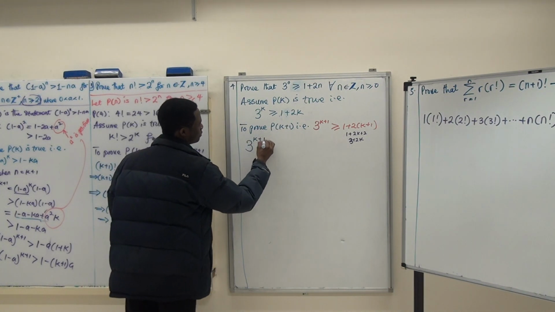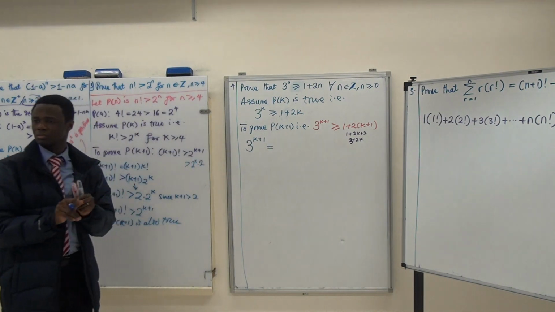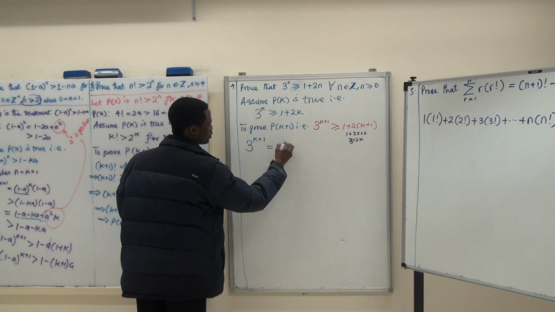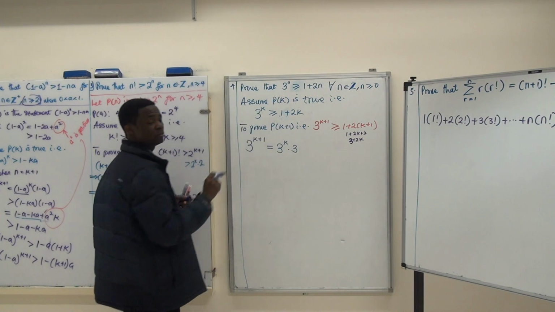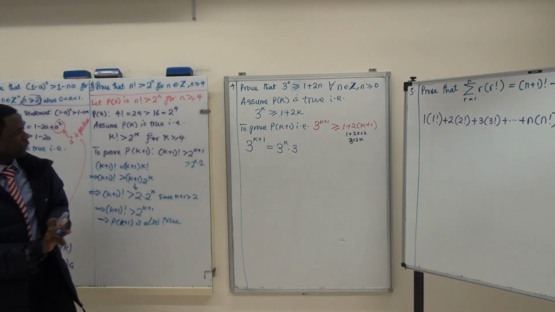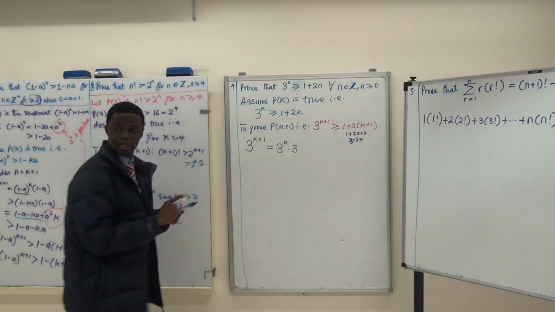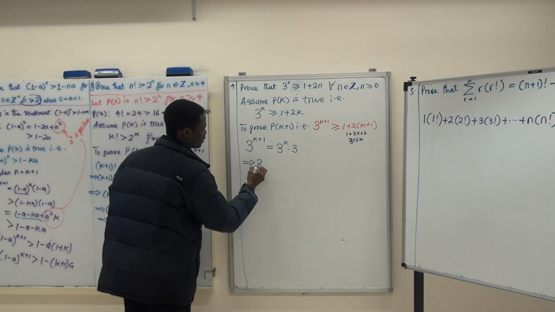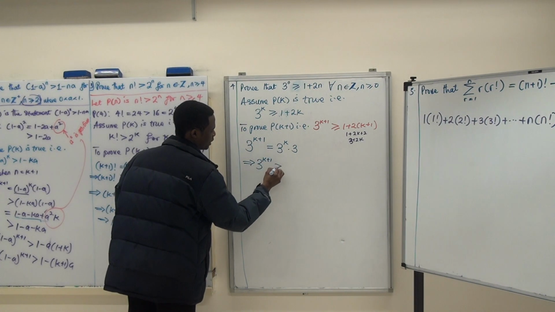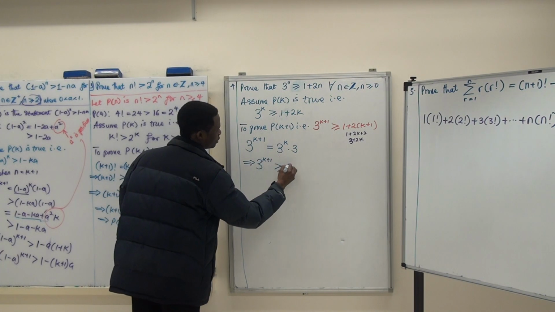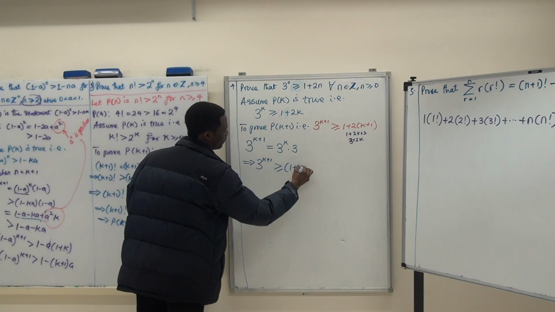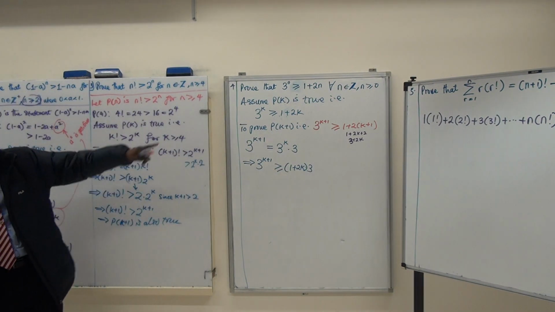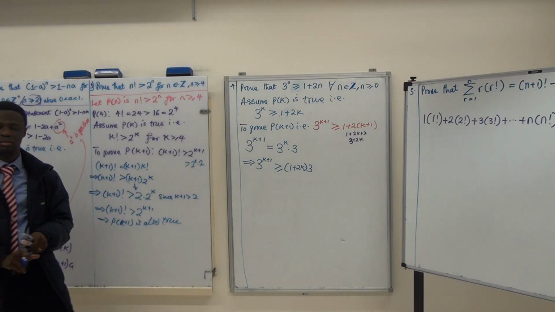3 to the power k plus 1 is equal to, yes? Is equal to 3 raised to the power k times 3. And we know that 3 to the power k is greater than this. Then the products, 3 raised to the power k plus 1, will be greater than or equal to 1 plus 2k times 3 now. Yes? From our inductive hypothesis. Okay?